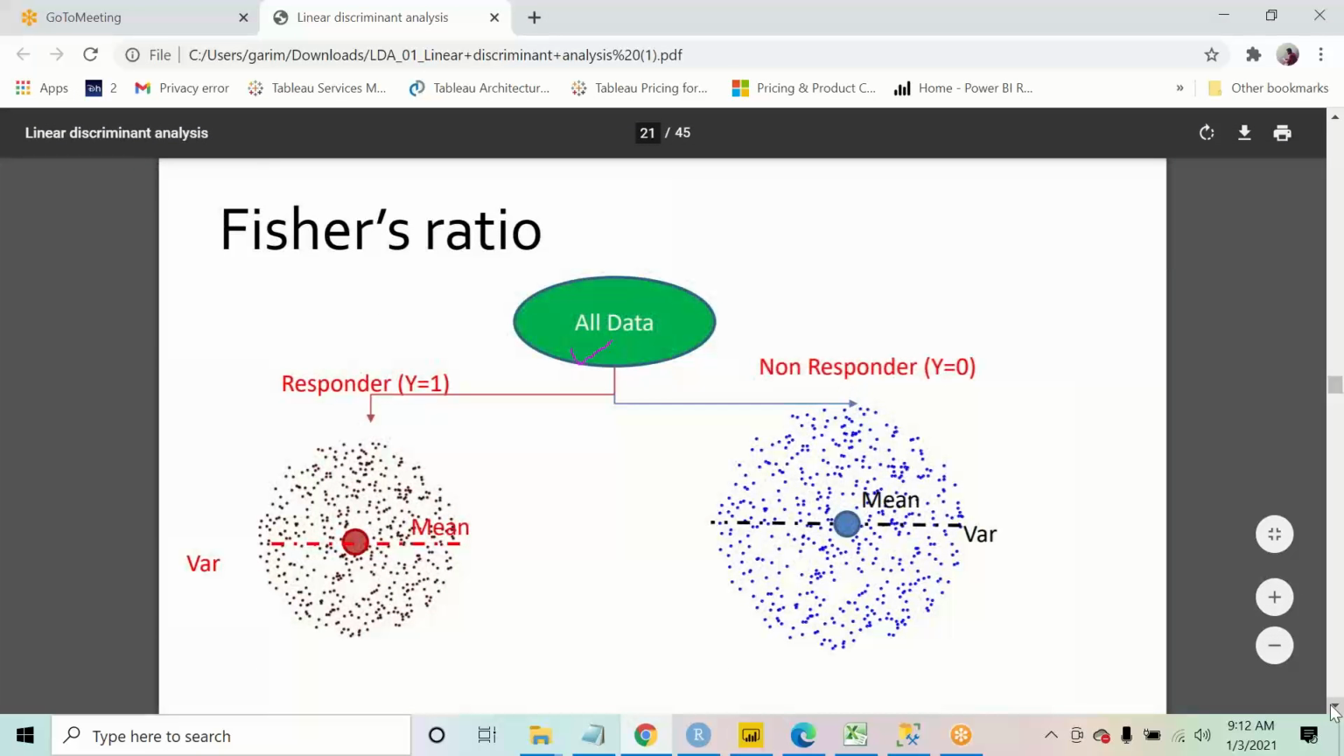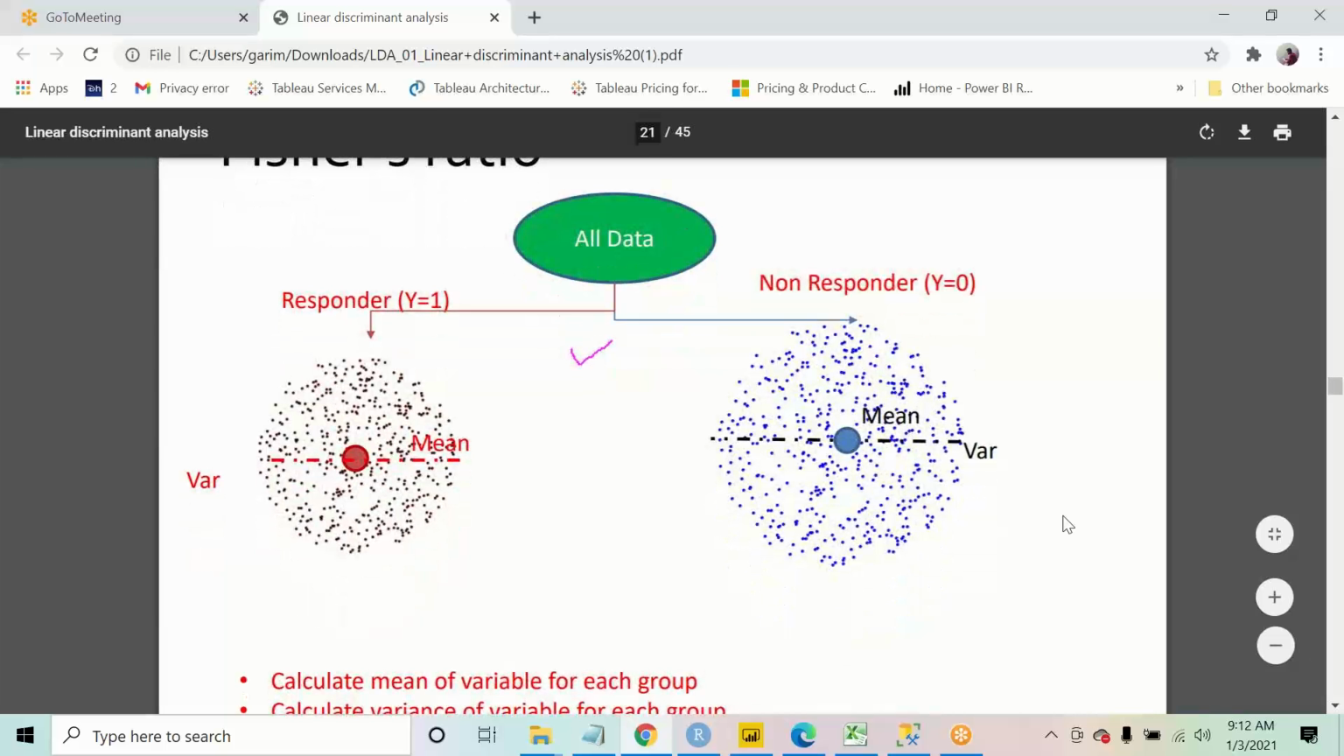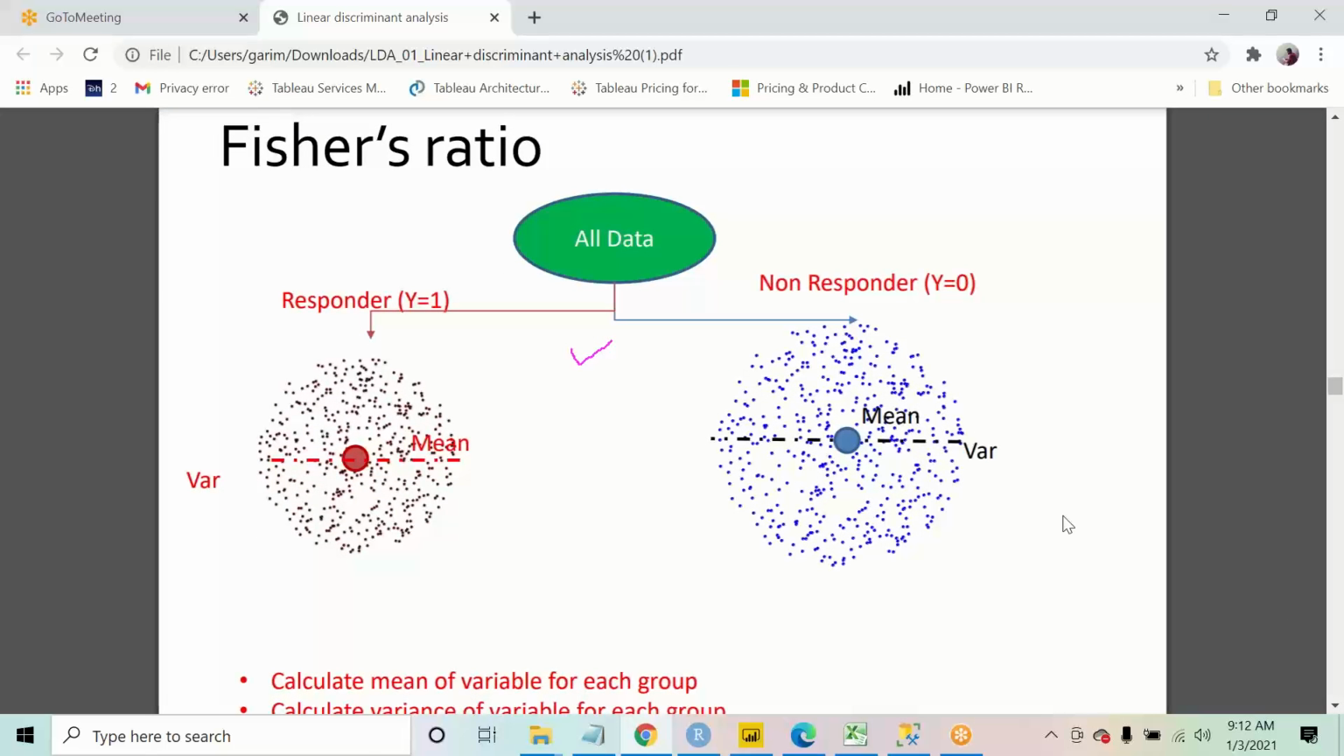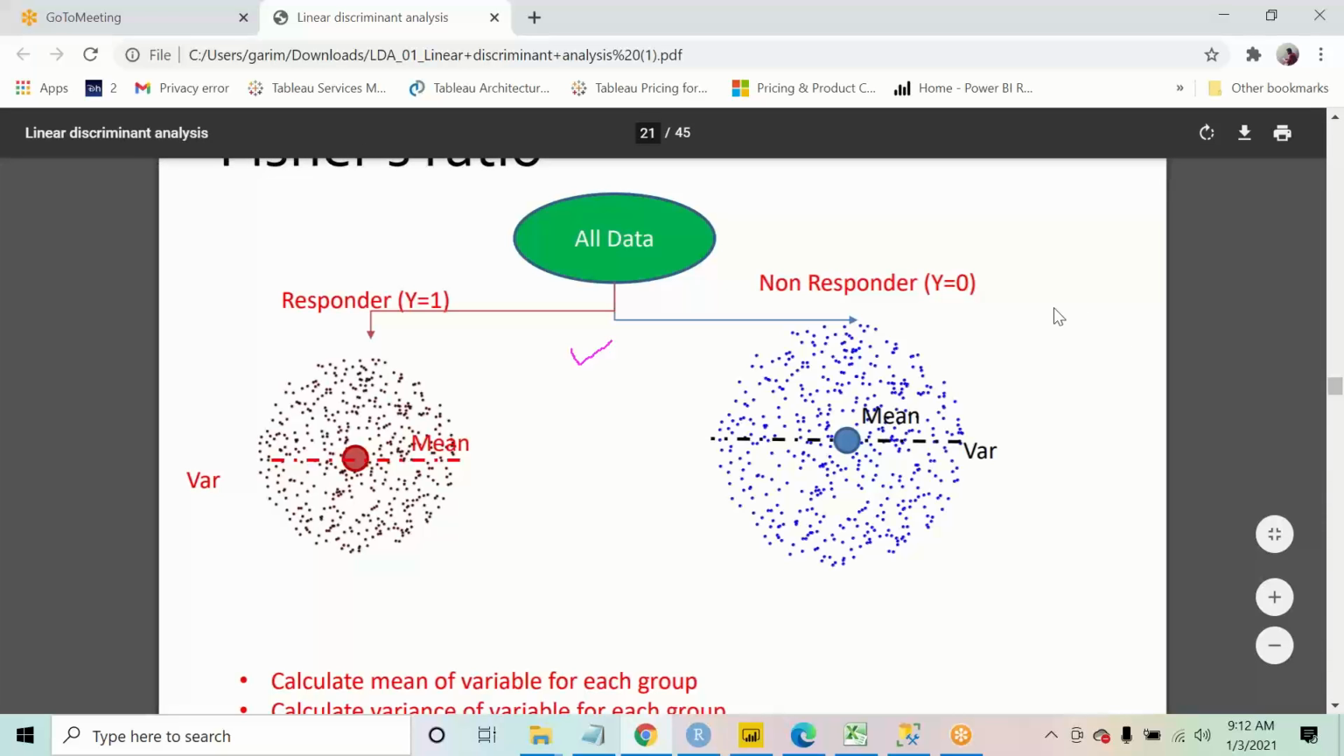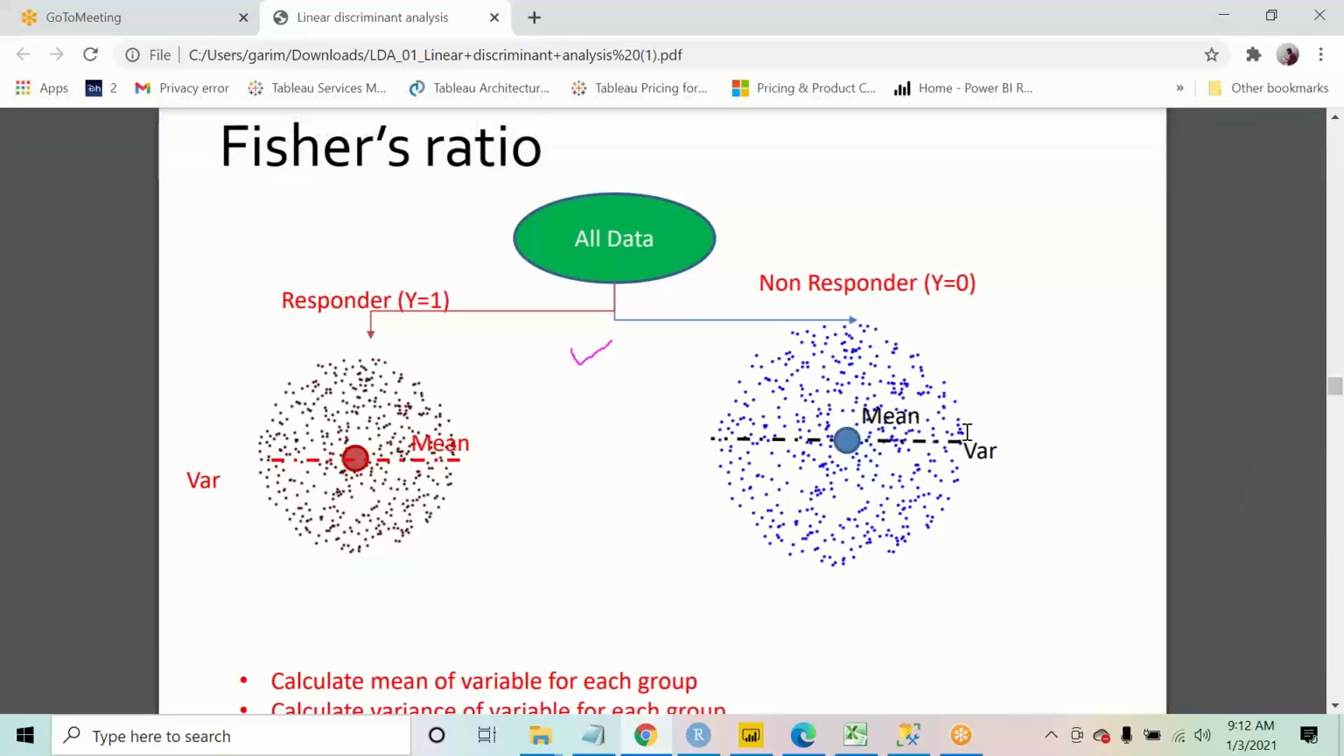Okay, so let us try to understand it. Suppose you have the entire data, and you divide that data into two parts, responder and non-responder. Let's take the example of churn data. The people who said yes, they will churn, and the people who said no, they will not churn. So you have two data sets.